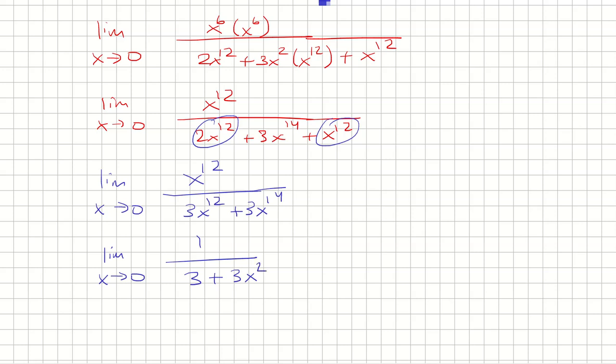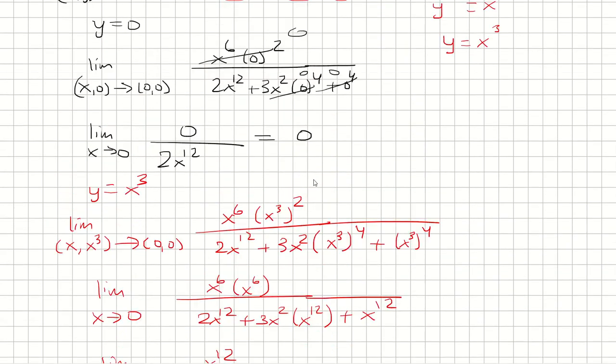And as x approaches 0, this is going to go to 0, and I have 1/3 as my limit here. But when we looked at the path y equals 0, we had 0 as a limit. So because we got two different limits for two different paths, the limit does not exist.